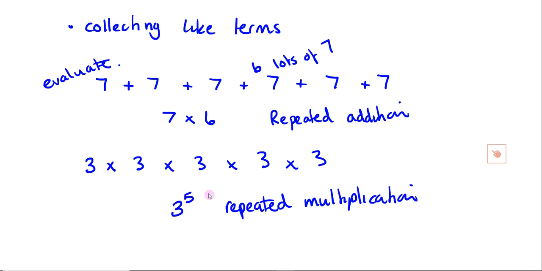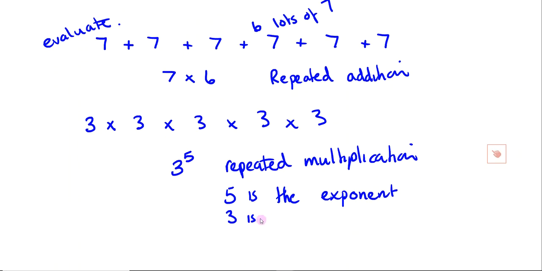Do you remember what the little 5 is called? It's not a variable, it's a number, a constant. It's the exponent. Do you remember what the 3 is called? 3 is the base. That's not one we talk about too often. 3 is the base, 5 is the exponent. It's good to know when we deal with things like logarithms. The base is the number that's getting multiplied, and the exponent is how many times you multiply.